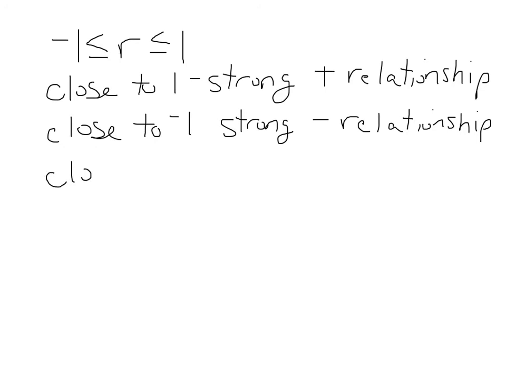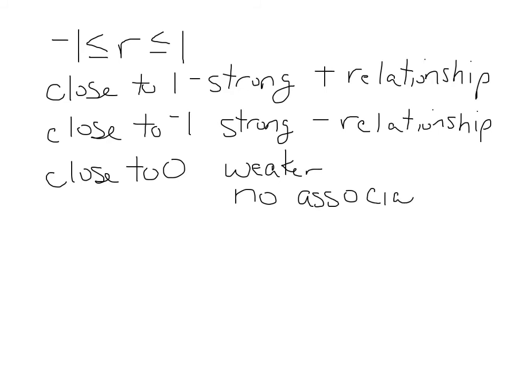The closer you are to 0, the weaker your relationship is, until there is no relationship at all at R equals 0. So weaker and no association between the two values. We can calculate this R value using the calculator. So you can check your work, but you're still going to have to show your work.